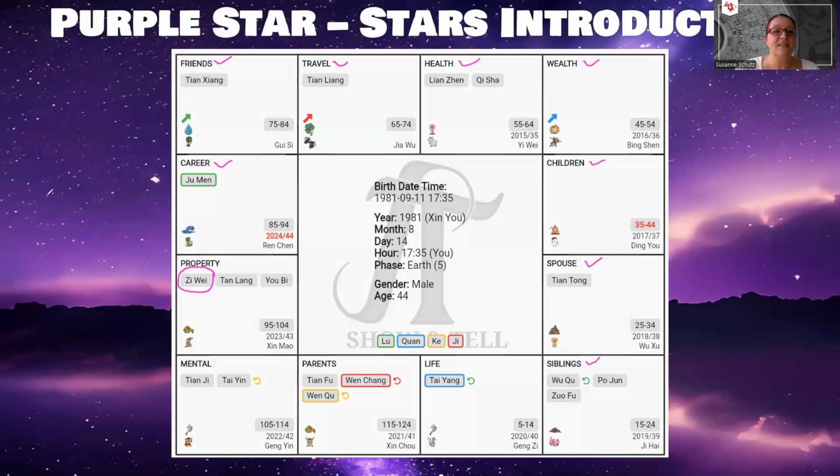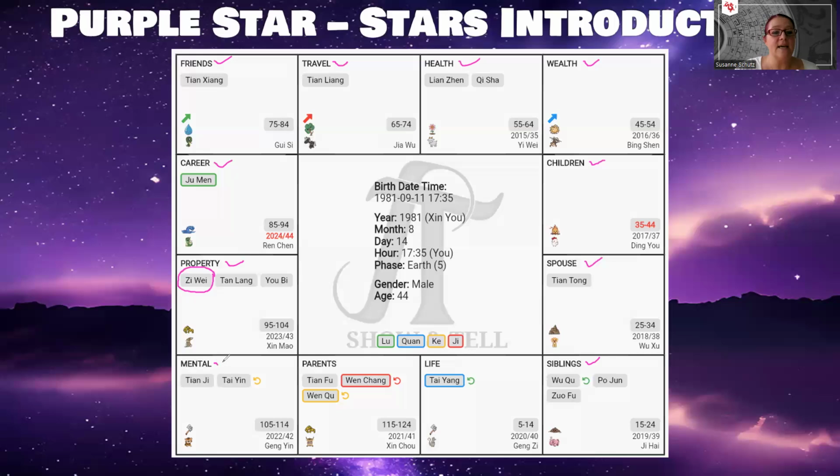Now, if it's in a property palace, like in this case here, it indicates that this person has the potential to own more than just one property. More than just one house, more than just one flat. There is the potential there. When that happens, for that, we would have to do a deep dive into the actual chart. But the potential is there, and if you work towards that, you can definitely achieve it.